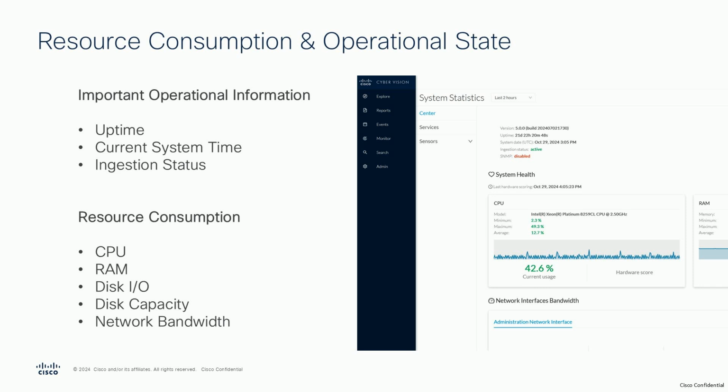The uptime and the ingestion status will tell you if your center is online and operational, as well as if it is ready to process incoming data. Because time is important information and used for almost every aspect of internal data processing, it is important to keep the current system time set up correctly. In addition to that, the information about the consumption of system resources on your center will tell you if the current workload aligns with the resources provided.